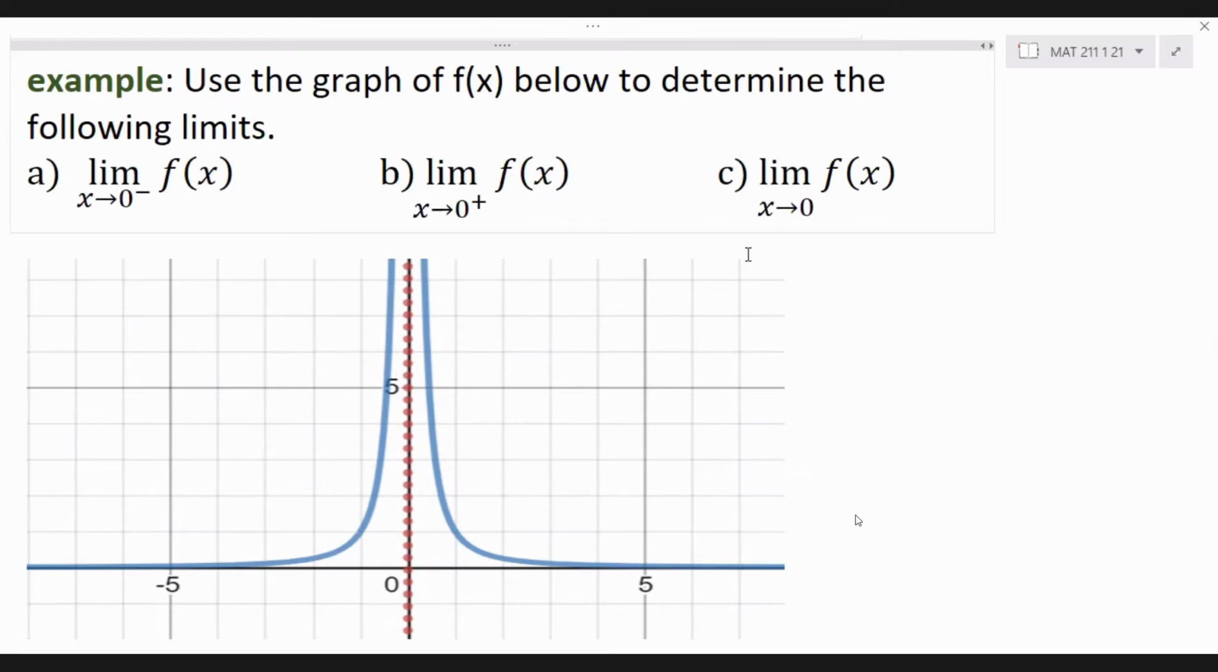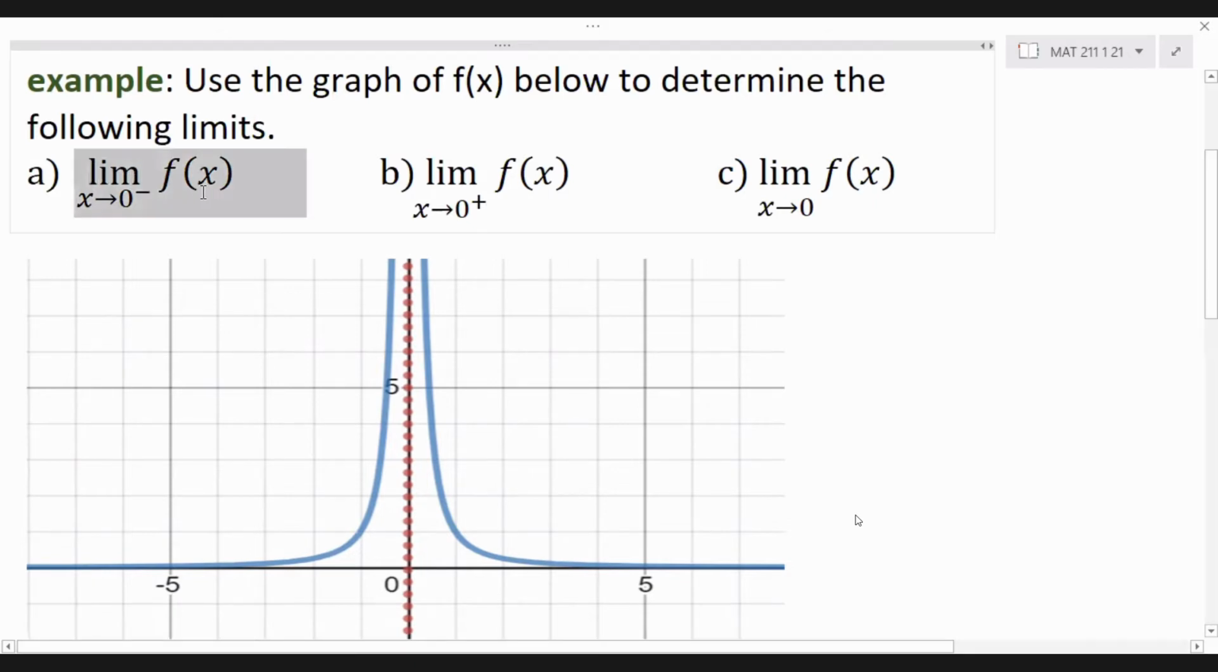So on Tuesday, we were saying that whenever we had an asymptote, the limit did not exist. And that's still technically true, but I said don't get too attached to that because we have another way to express limits when we're dealing with asymptotes. So we're going to use this graph of f. This blue part is our function f of x, and I just put that red dotted line to show that there's a vertical asymptote there. We are going to use this graph to determine the following limits.